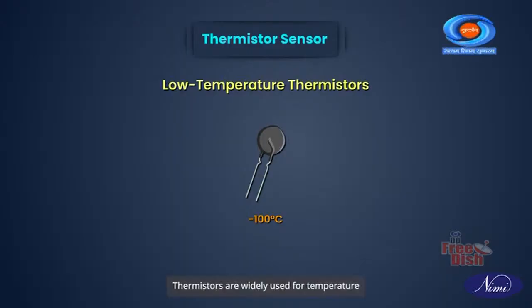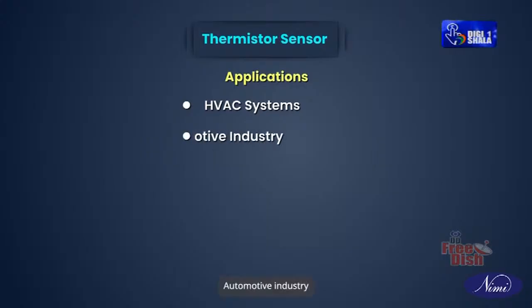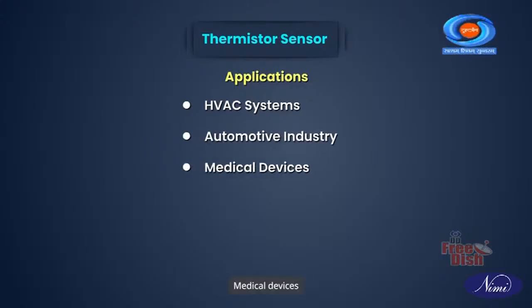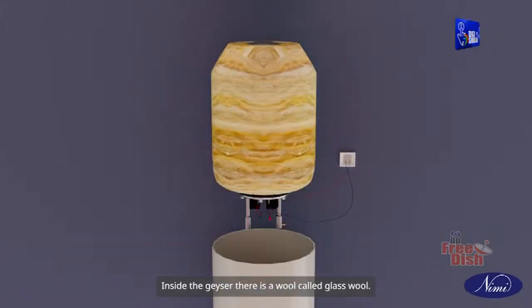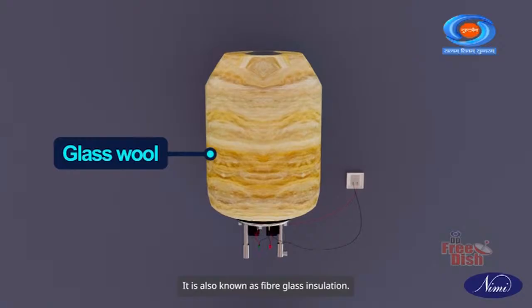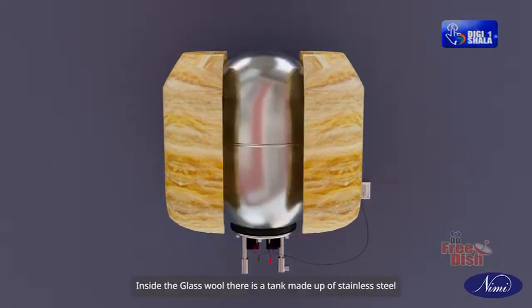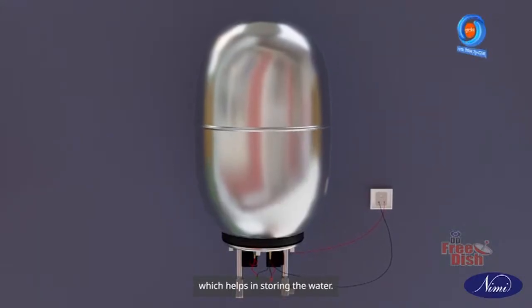Thermistors are widely used for temperature measurement and control in various applications including HVAC systems, automotive industry, medical devices, and consumer electronics. Let us look at thermostat sensors used in the geysers. Inside the geyser, there is a wool called glass wool. It is also known as fiberglass insulation. Inside the glass wool, there is a tank made of stainless steel which helps in storing the water.